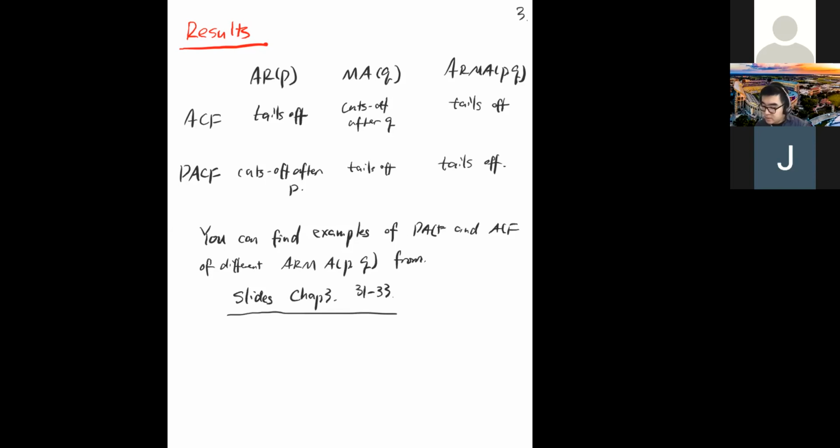So you can find the examples of the PACF and ACF of different ARMA(p,q) models from slides 31 to 33 of chapter 3. Of course, you can also generate different AR and MA models, generate those ACF and PACF plots, and reassure yourself that you actually get the results from this table.